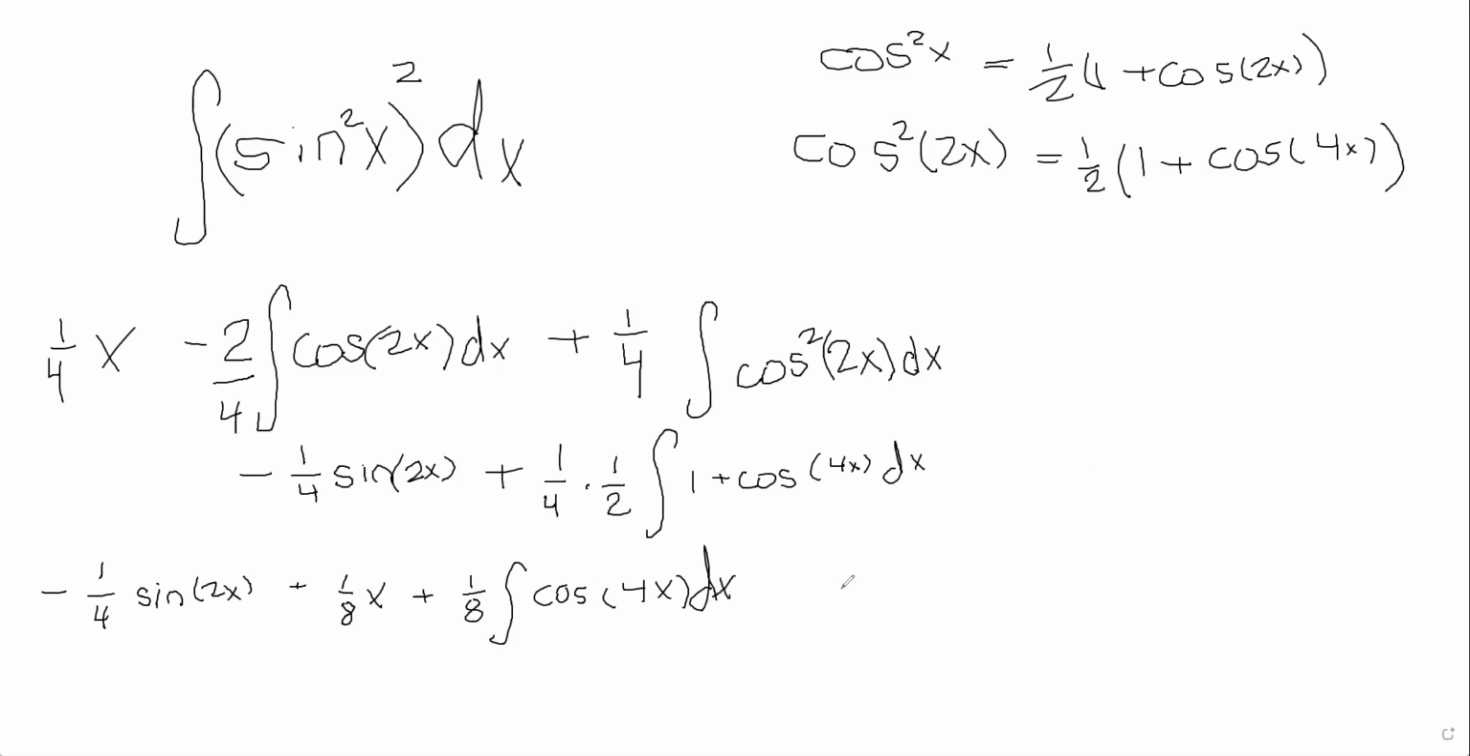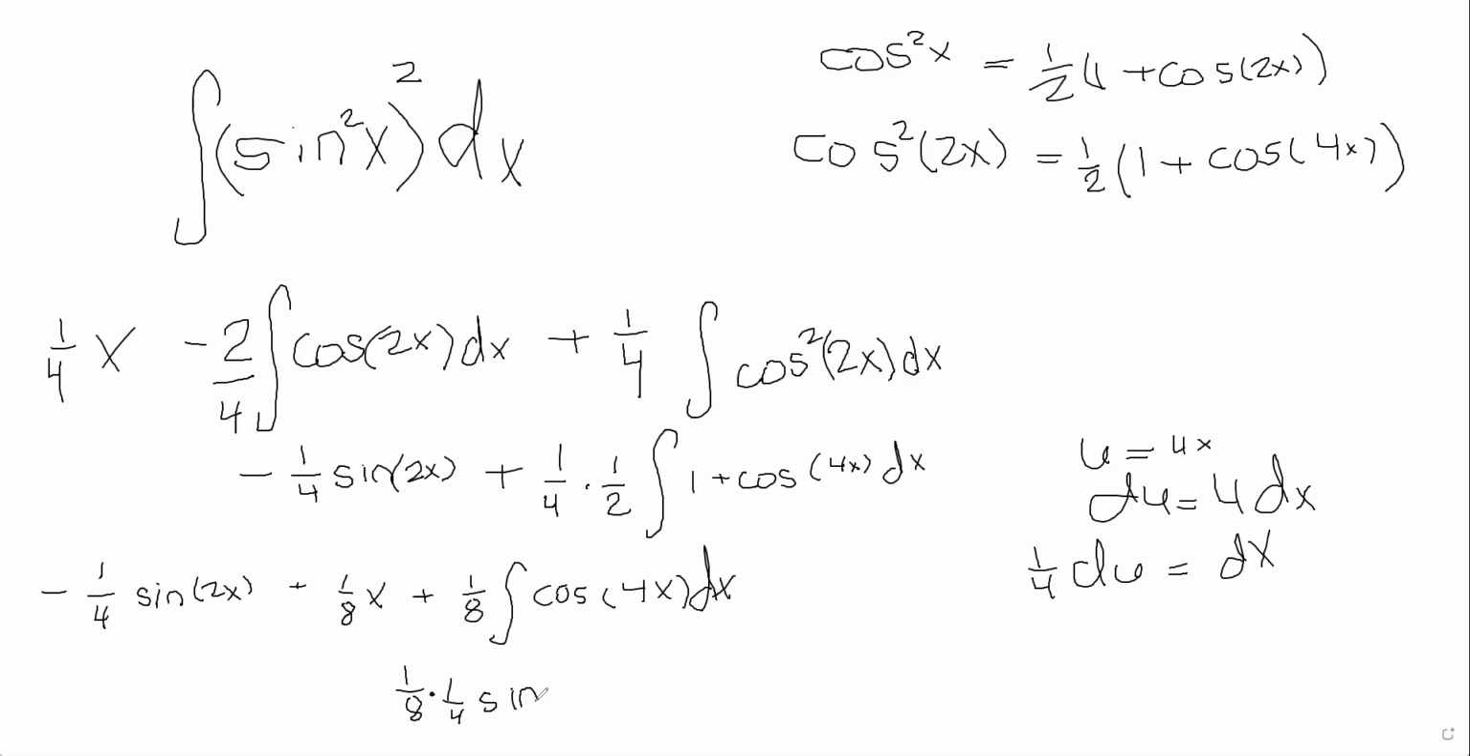We have to do another u sub. So u is equal to 4x. du is going to be 4 times dx. And then I'm going to modify this the same way I did in the last u sub. I'm going to make this 1/4 du equals dx. So I'm going to multiply the 1/8 that's already there by 1/4. And then this is going to turn into cosine of u. And then the antiderivative of cosine of u is just going to be sine of u. So that is sine of 4x. And then I'm going to combine these into 1/32. So we're going to have 1/32 sine of 4x.